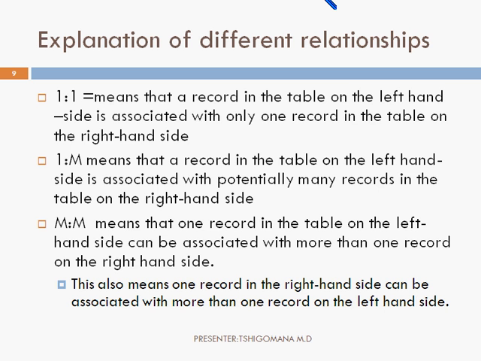One-to-many relationship. Right. One-to-many relationship means that a record in the table on the left-hand side is associated with potentially many records in the table on the right-hand side. In many-to-many relationship, this means that one record in the table on the left-hand side can be associated with more than one record on the right-hand side. Basically, this also means that one record in the right-hand side can be associated with more than one record on the left-hand side.